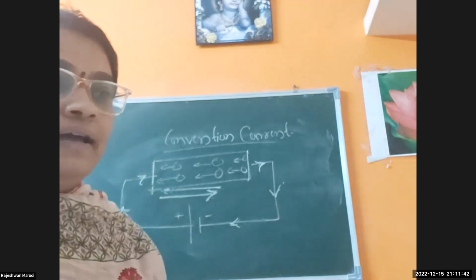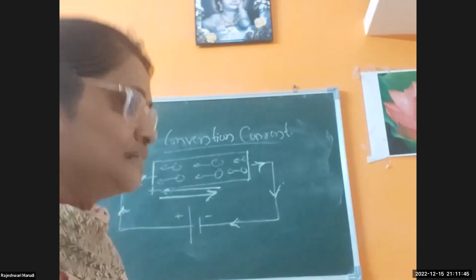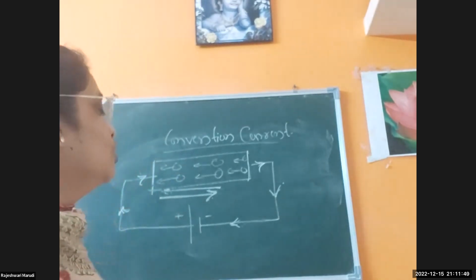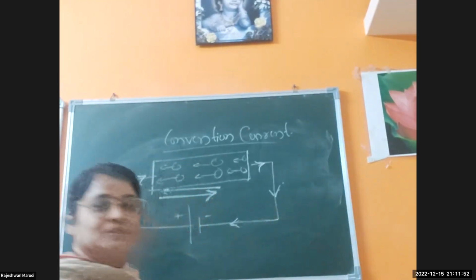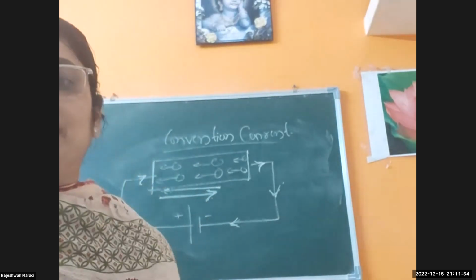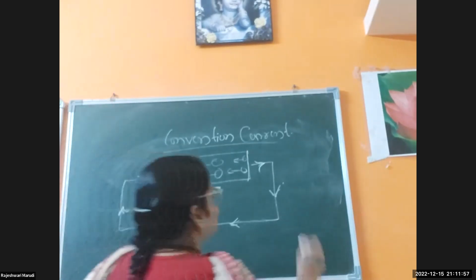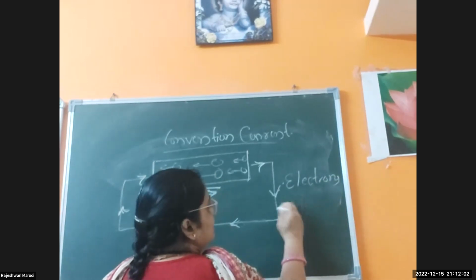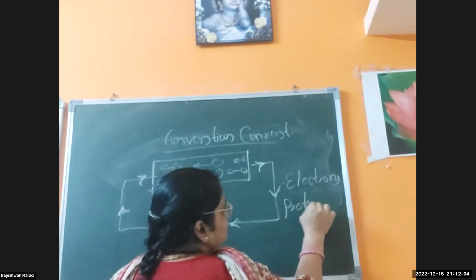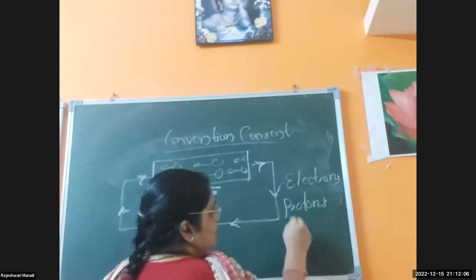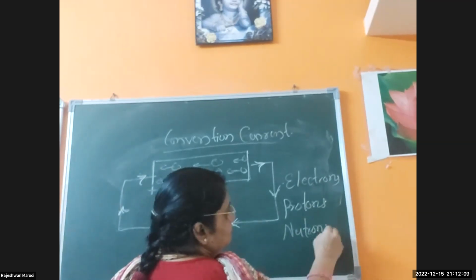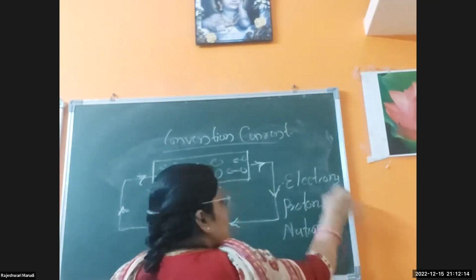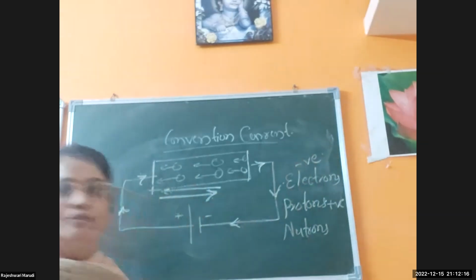So when electricity was discovered, at that time the scientists did not know about the subparticles of the atom. So what are the subparticles? Electrons, then protons, and neutrons. We know that protons have a positive charge, and electrons have a negative charge.